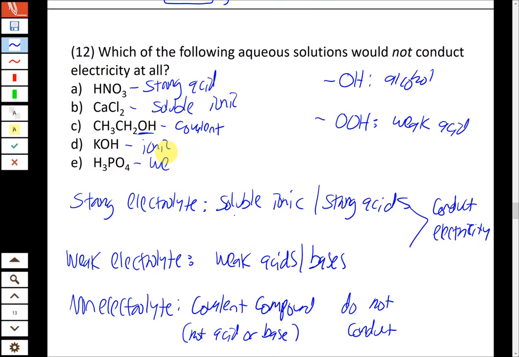So of these answer choices, the only one that wouldn't conduct electricity at all is the one that's just a regular covalent compound, non-ionizable, which is going to be choice C, CH3CH2OH, which is called ethanol, the active ingredient in adult beverages. So that's going to be a regular covalent compound, which would mean it's a non-electrolyte solution.